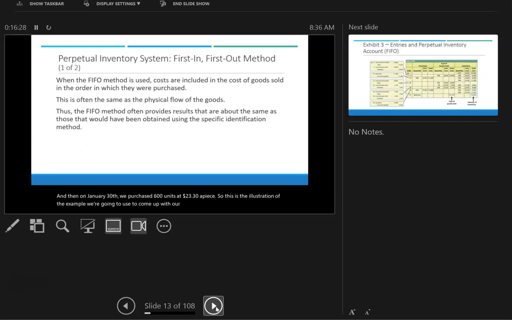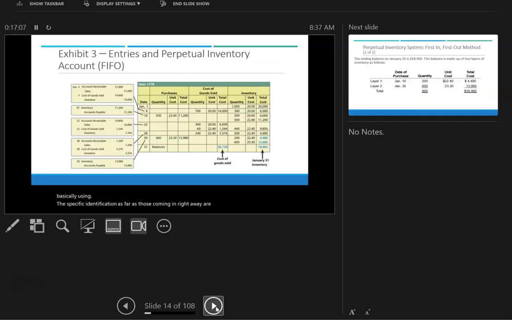When the FIFO method is used, costs are included in the cost of goods sold in the order in which they were purchased. Usually we call it the physical flow of goods because we want the oldest ones to get out of the store sooner. So the FIFO method often provides basically the same results as would have been obtained using specific identification.